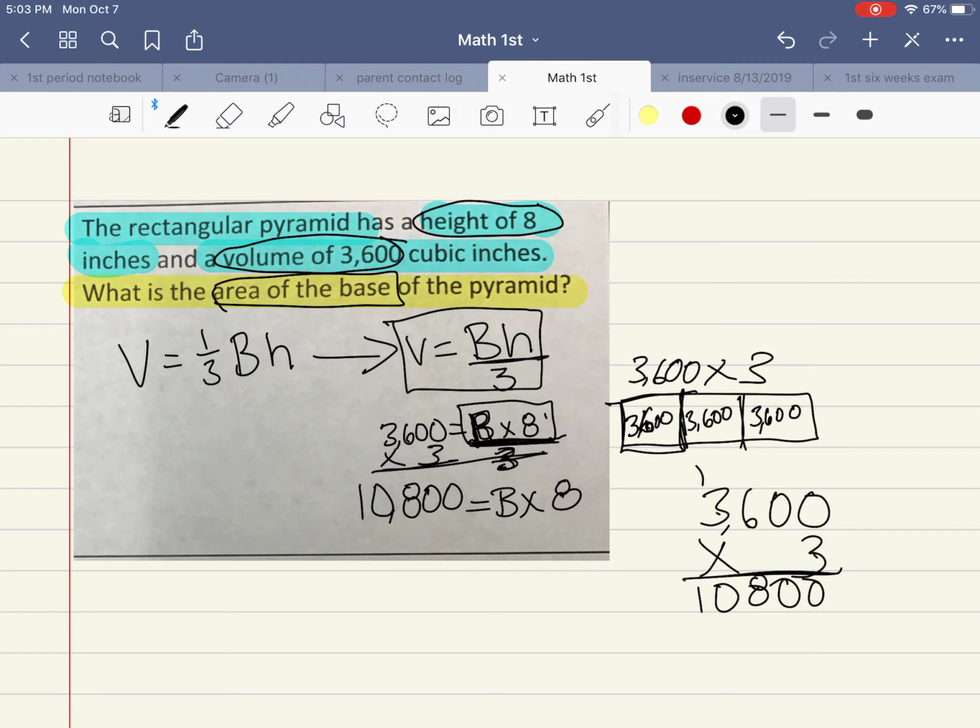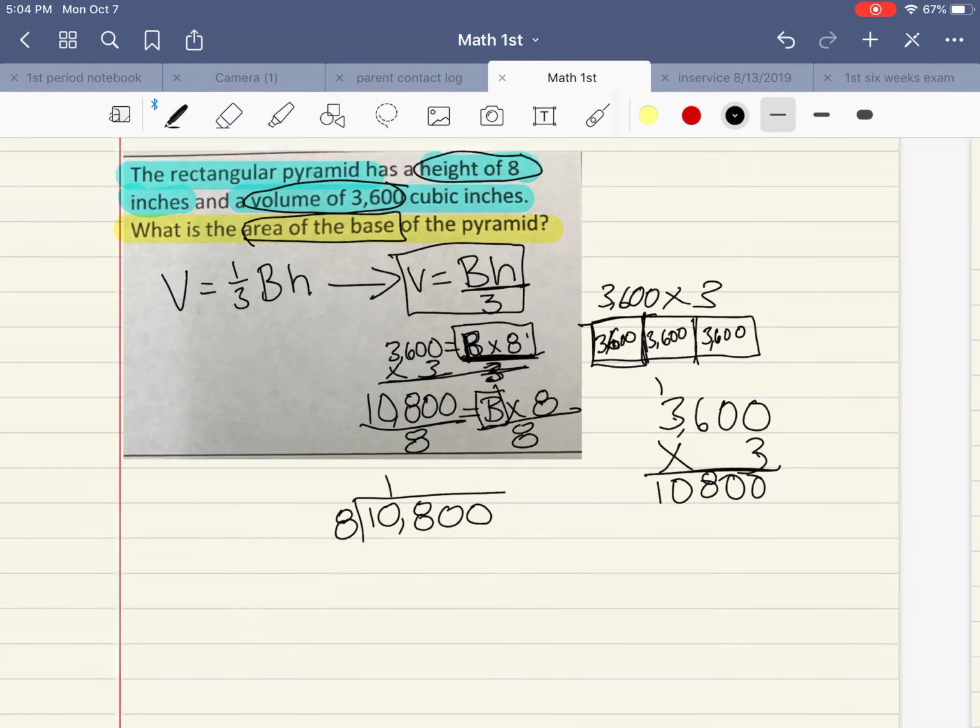So now if we want to find out what number can multiply with 8 to get 10,800, we've got to do the opposite, or the inverse operation. So the opposite operation of multiplication times 8 would be division by 8. So that means I've got to divide 10,800 divided by 8.